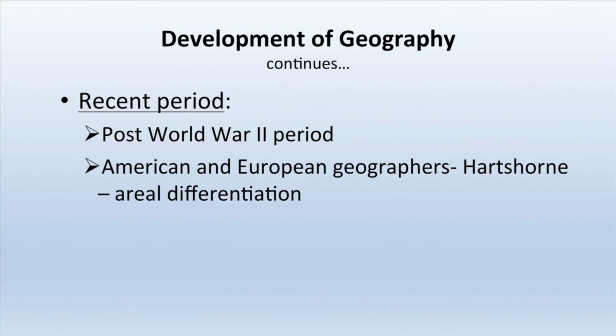American and European geographers were there during this period who were famous geographers of their time, and Hartshorne was one of the most eminent geographers of this period, and he talked about areal differentiation, and now we have so many things, regional geography and all these based on these areal differentiation.